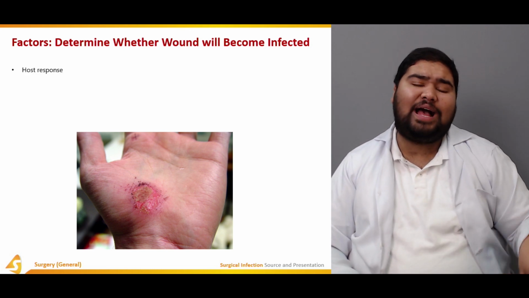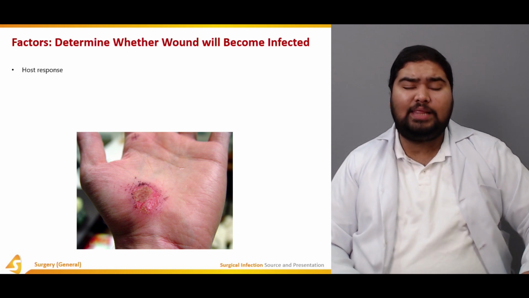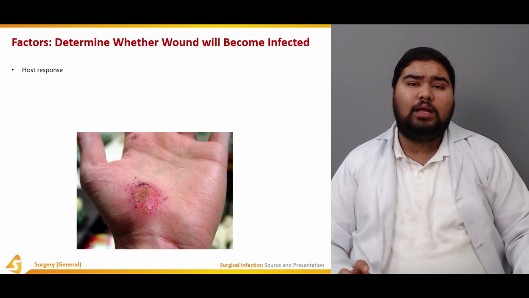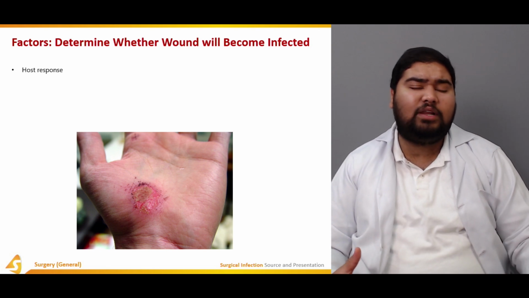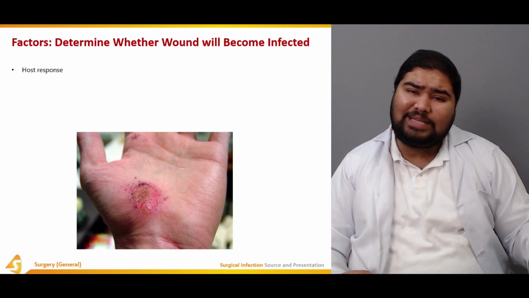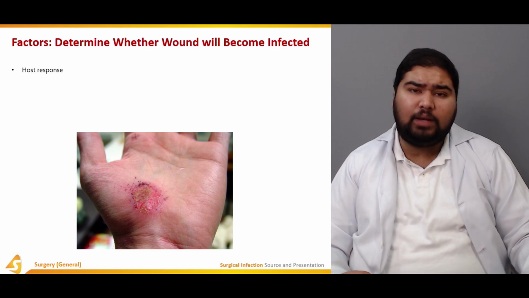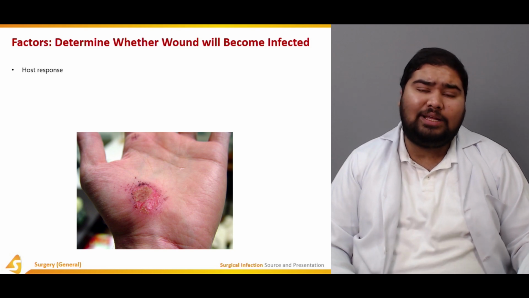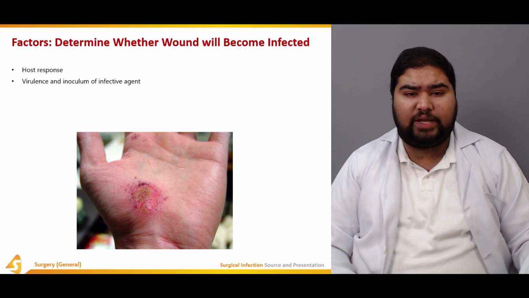So what are the factors which determine whether a wound will become infected or not? So first of all, we have the host's response. In a normal adult healthy individual, whenever a foreign agent attacks, the body tries to defend itself. So the soldiers, the cavalry of the body, the neutrophils, the monocytes, the macrophages, they attack the invading organism and help the body prevent itself from developing an infection. So it is very important that the host response should be intact for the prevention of infection.